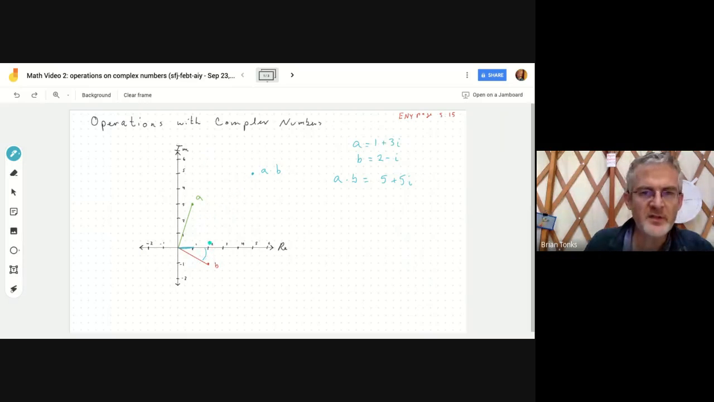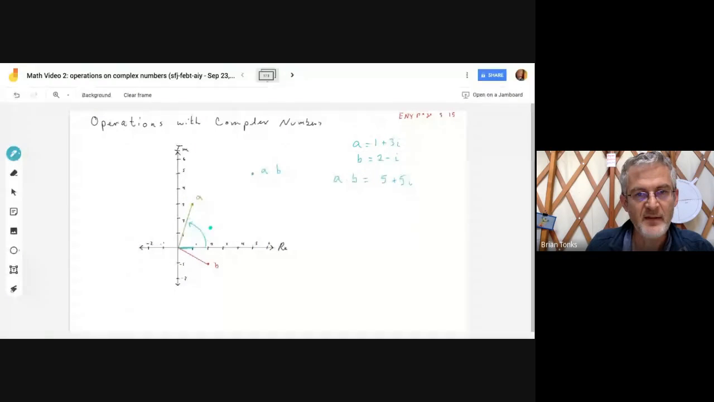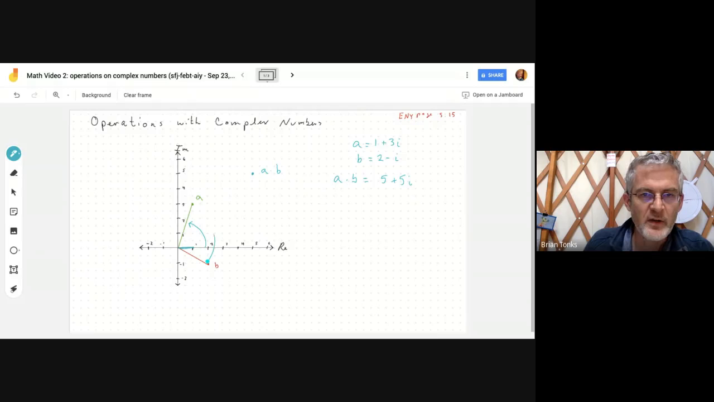And we can also imagine this being, if we start with b and then rotate from b the same amount that we rotate from the positive real axis to get to a, that's how much we're rotating to get over here to our product of a times b. You can see that this angle in here is about the same as this angle between the real number line and a. So we're rotating when we multiply.